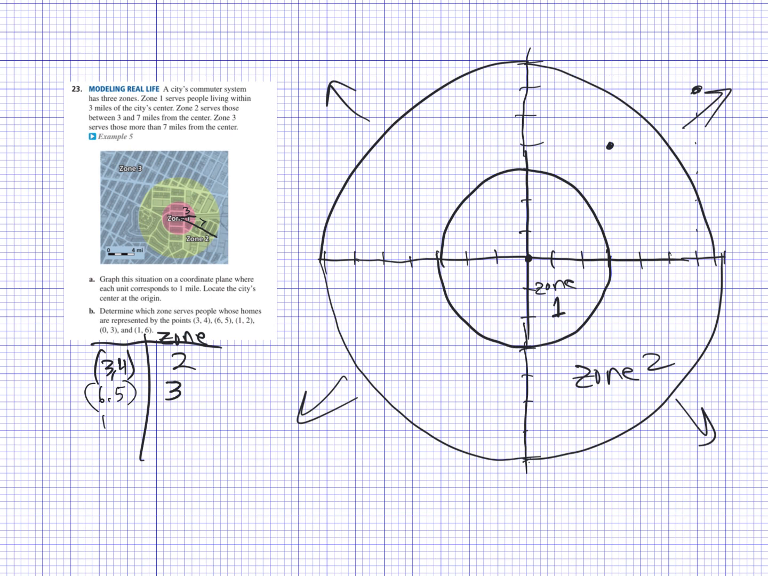And then we have (1, 2). (1, 2) is right here, so that's zone 1. And then (0, 3) would be zone 1 because you're on it. Within means on as well, not necessarily inside of it. And then (1, 6) is going to be right here, and that is zone 2.